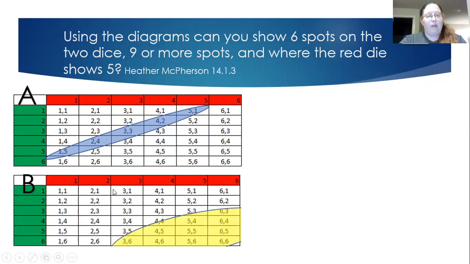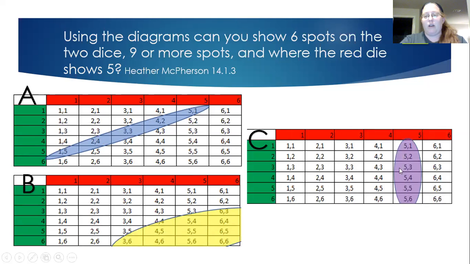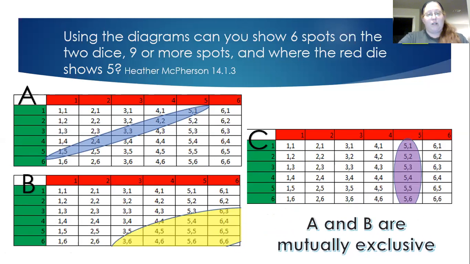The next diagram is going to show the 9 or more spots, so it's yellow. Everything that's in this highlighted spot is going to be what you see as the 9 or more spots with the 2 dice. The last one we want to look at is just the 5 on the red die alone. So you see here in the purple that I've marked just what shows the 5 for the red die, not the green. And it also wants to know which of these events, A and B, B and C, or A and C, are mutually exclusive. So between these 3, A and B are mutually exclusive.